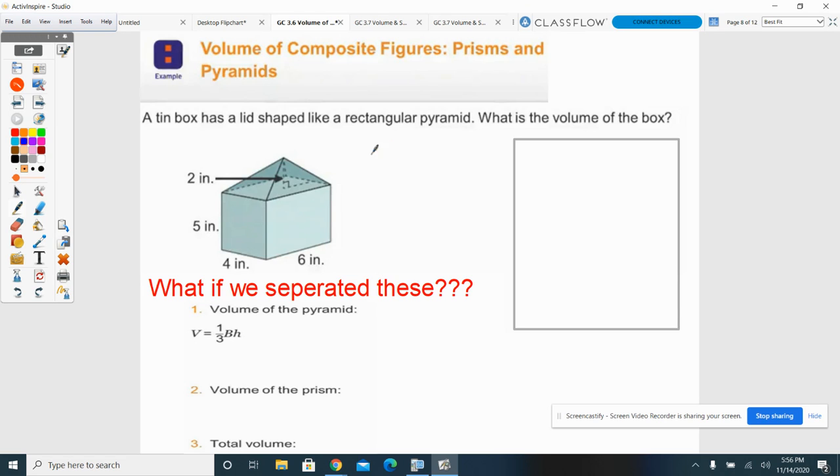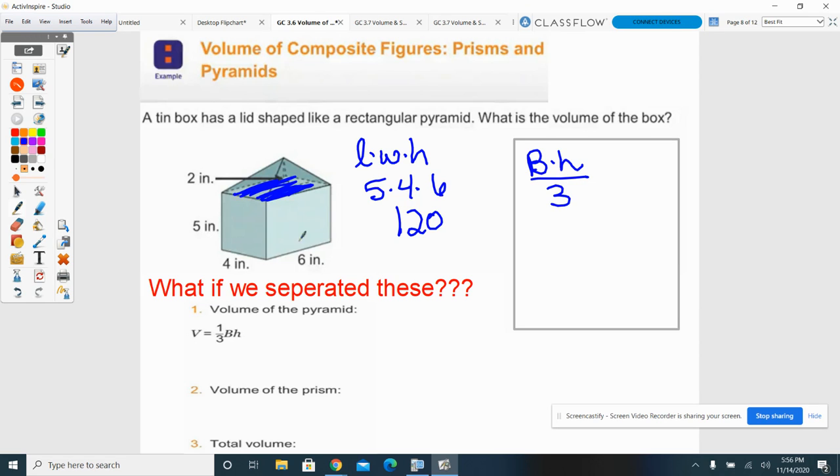So length times width times height for the bottom. That's 5 times 4 times 6, which is 20 times 6, which is 120. Now, how about this pyramid on the top? That's going to be big B times H divided by 3. Big B this time is the bottom of the pyramid, which is the same as the bottom of the box.